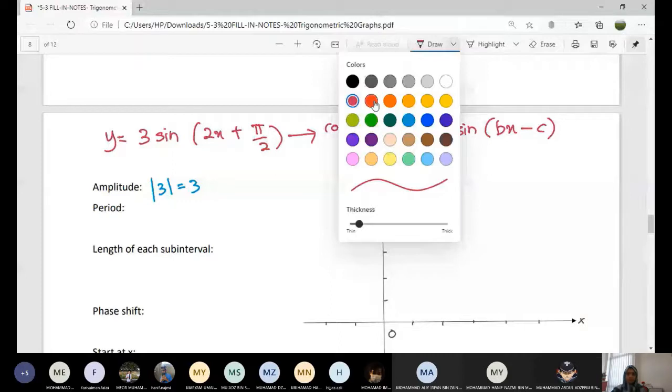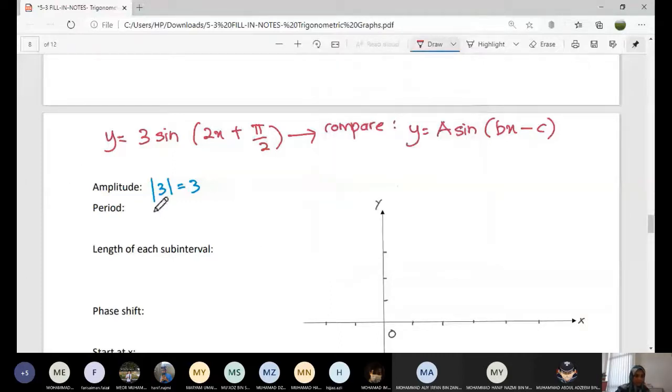Next, we calculate the period. For its period, it is 2 pi over b. So here our b is 2. So the period is pi. And for the length of each subinterval, you have to take pi, the period, divided by 4.